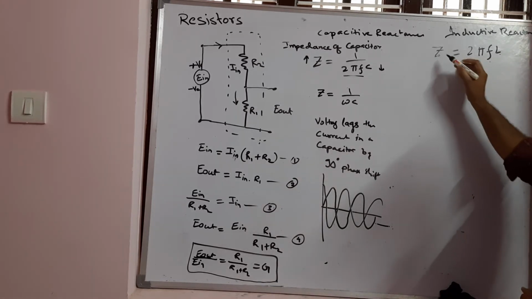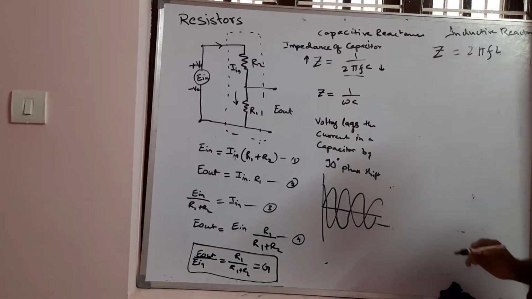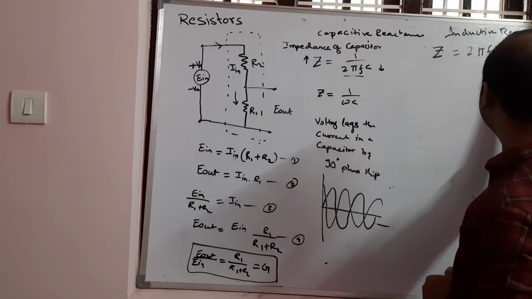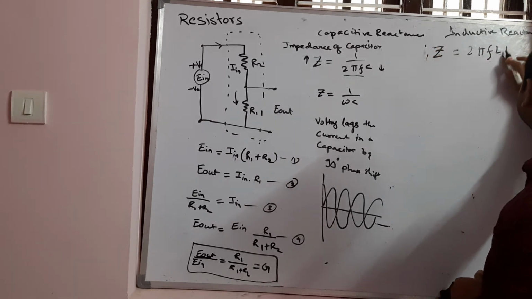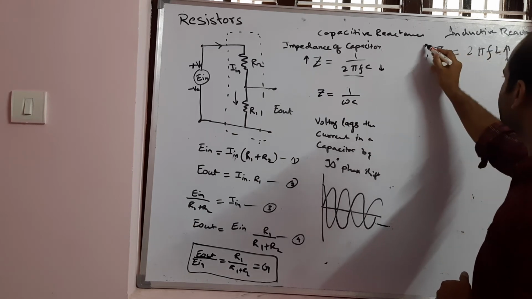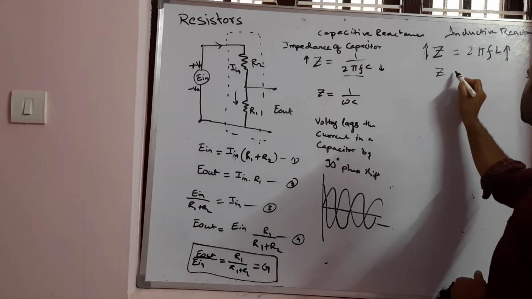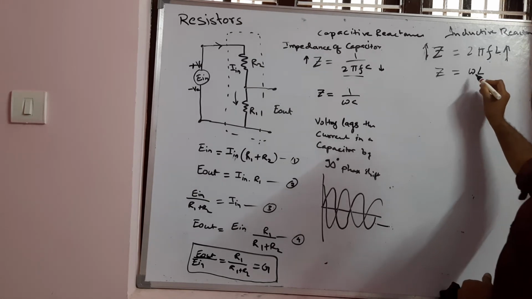With this equation we can understand that Z is directly proportional to the frequency. That is, if the frequency is more, the impedance of that inductor is also more, and if the frequency is less, the impedance of the inductor is also less. So if the frequency is less, impedance is also reduced. If the frequency is increasing, then impedance is also increasing. And this can also be written as Z is equal to omega L, where omega is equal to 2 pi F.